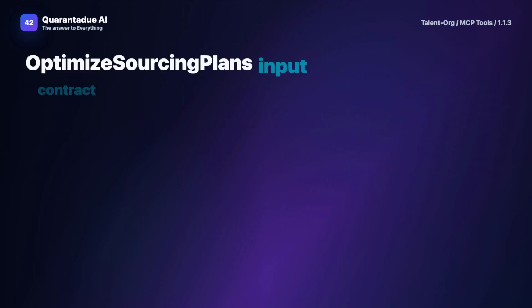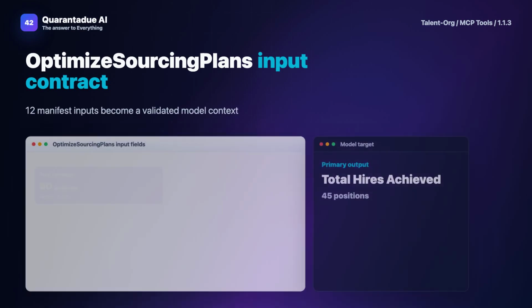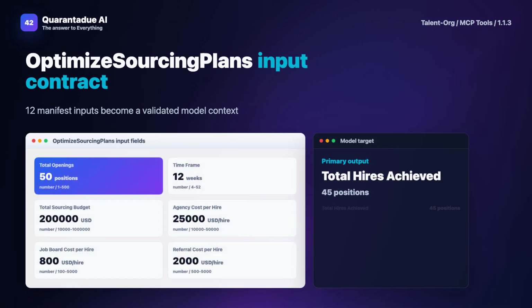Typical inputs include total openings, time frame, total sourcing budget, agency cost per hire, and job board cost per hire. Keeping these fields explicit reduces ambiguity and makes every run easier to audit.